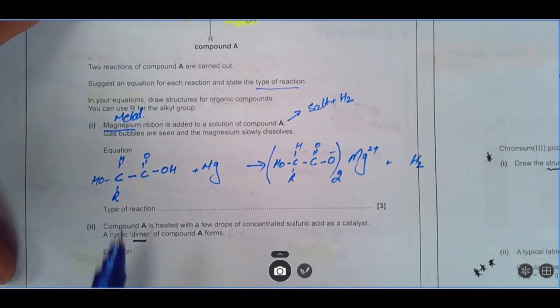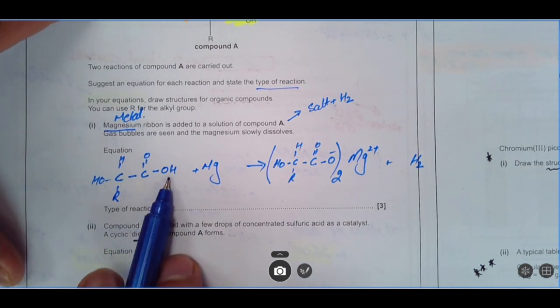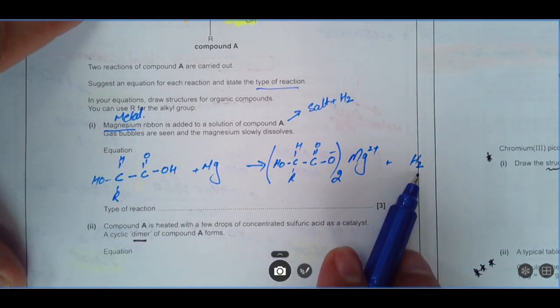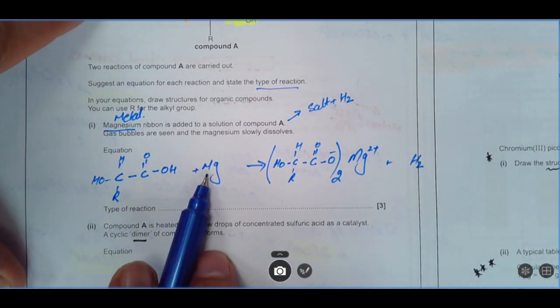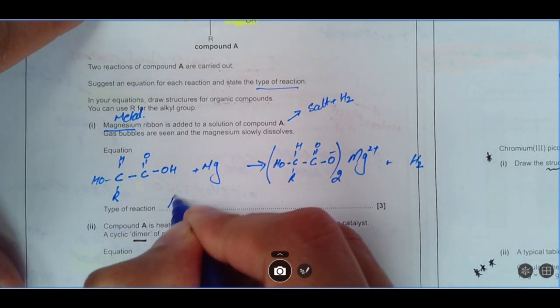Now in this case it says type of reaction. You can clearly see here hydrogen from the acid was 1 plus, it has gone to 0. Magnesium was 0, it has gone to 2 plus. So it's a redox reaction.